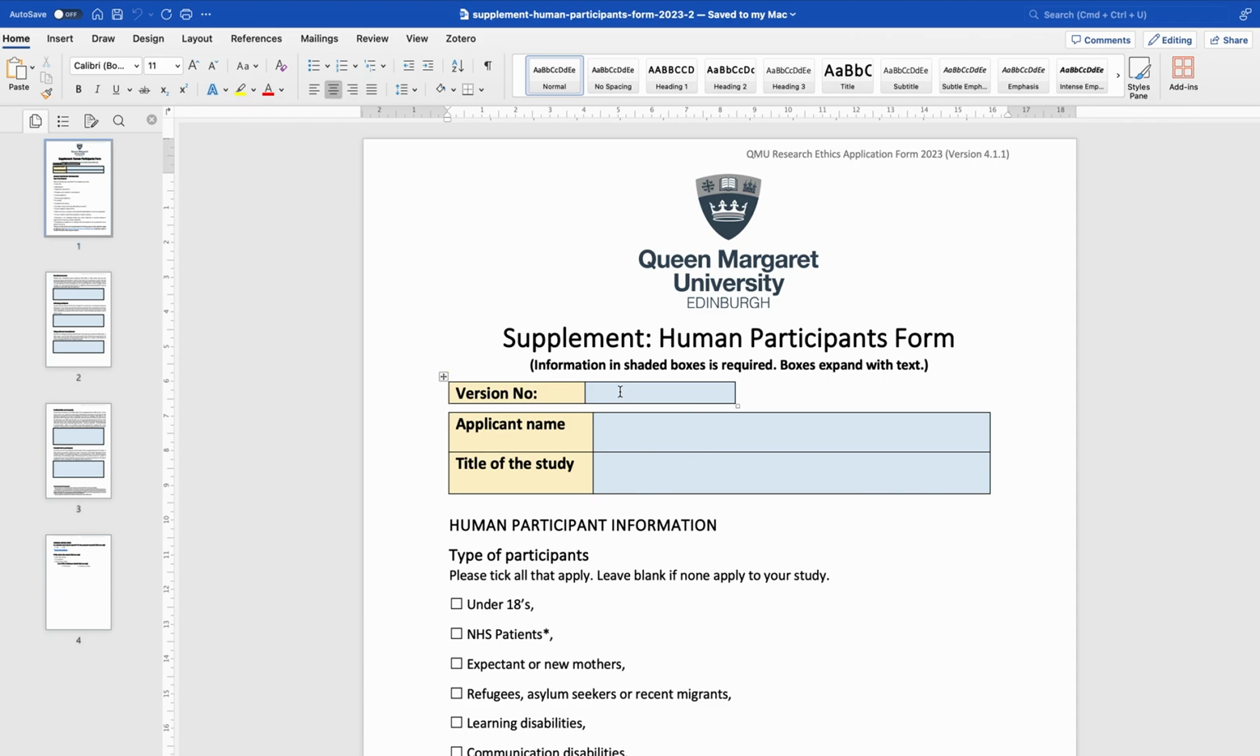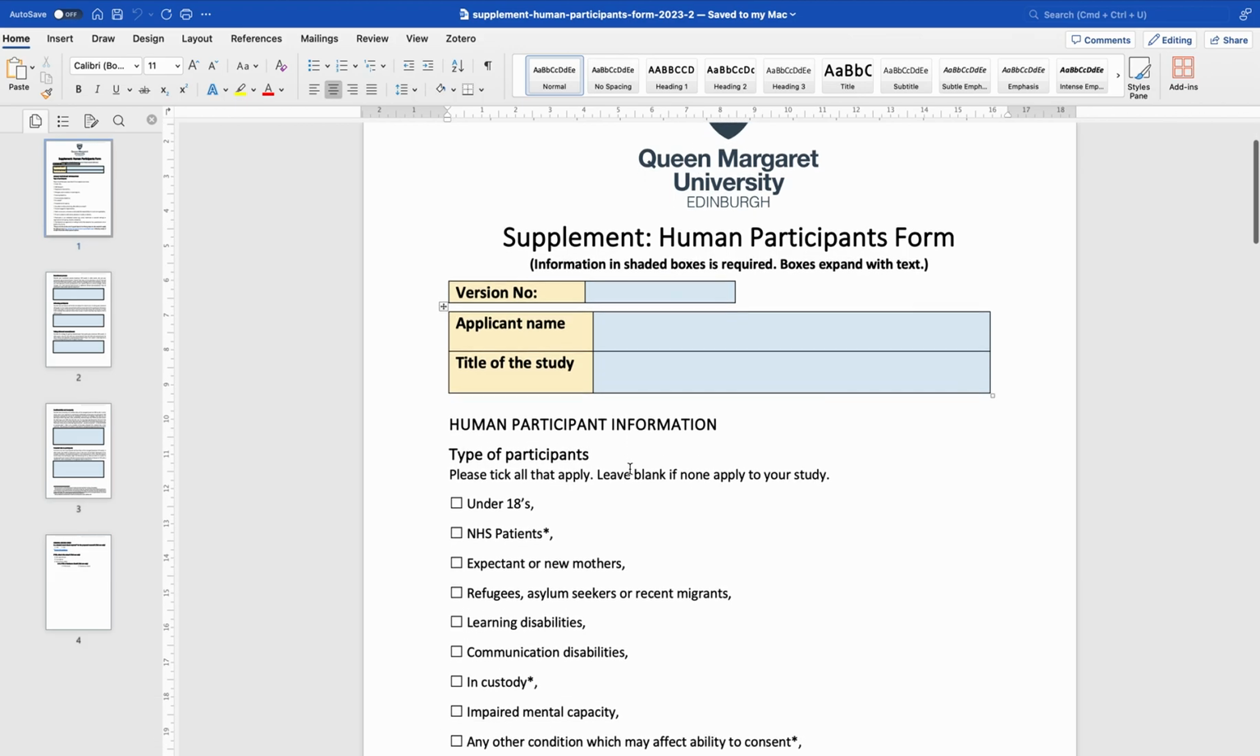Version number, you could stick in a version number 1 here if it's your first attempt. The actual ethics application will be assigned a number by the committee. Okay, so you put in your name, the title of the study. This should match up with the title on the main ethics form.